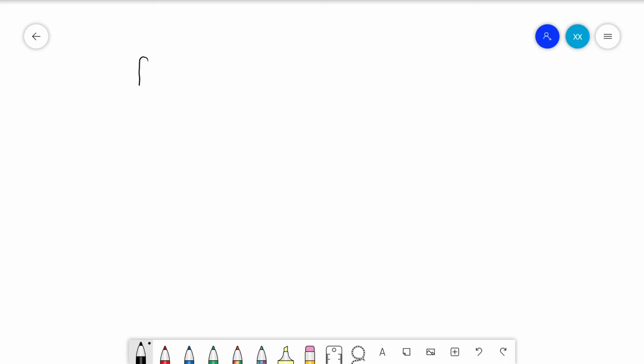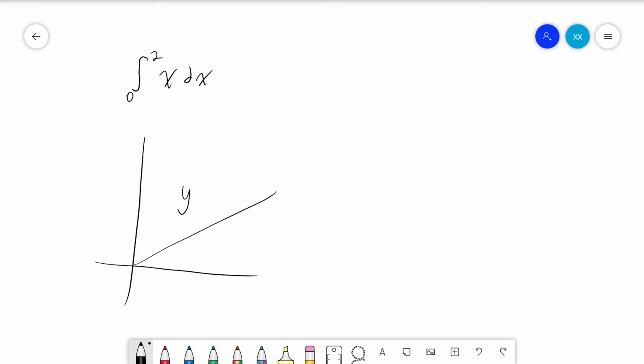If I ask you to solve for the integral from 0 to 2 of x dx, what I am in essence asking is, give me the area under the curve y equals x from 0 to 2. And that area would look something like this.